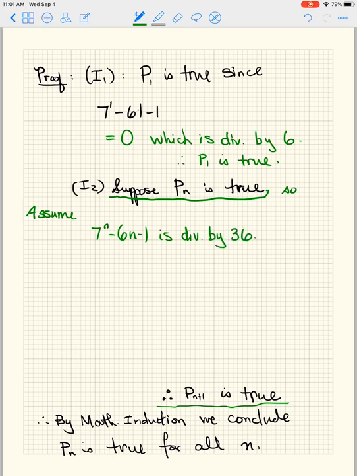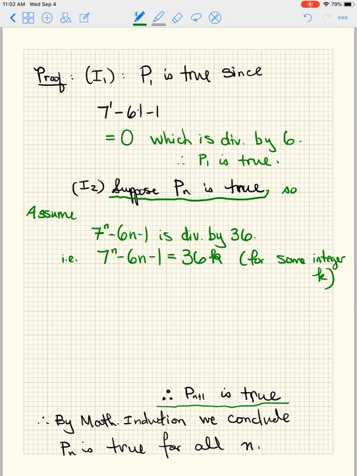Okay. And so let's rewrite that. In these divisibility proofs, sometimes we have to rewrite that as an equation. So, i.e., 7 to the n minus 6n minus 1 is equal to 36 times k for some number k, let's say some integer k. Right, that's what it means to be divisible by 36. It means that it's 36 times an integer.